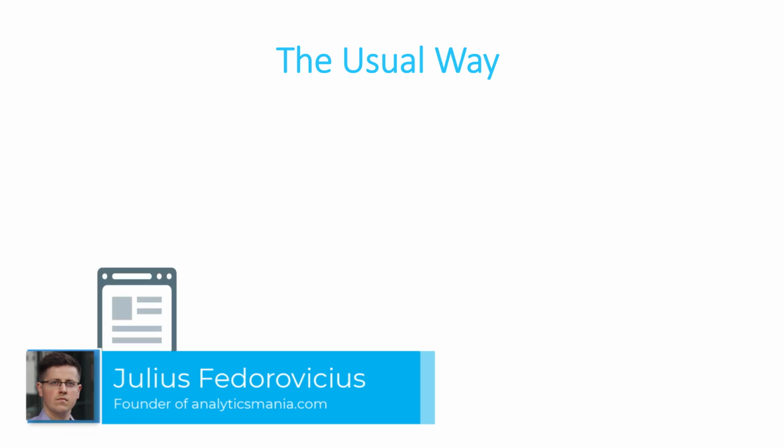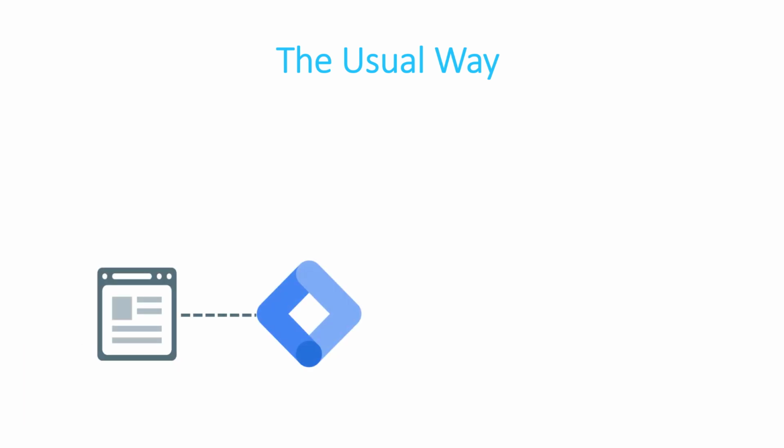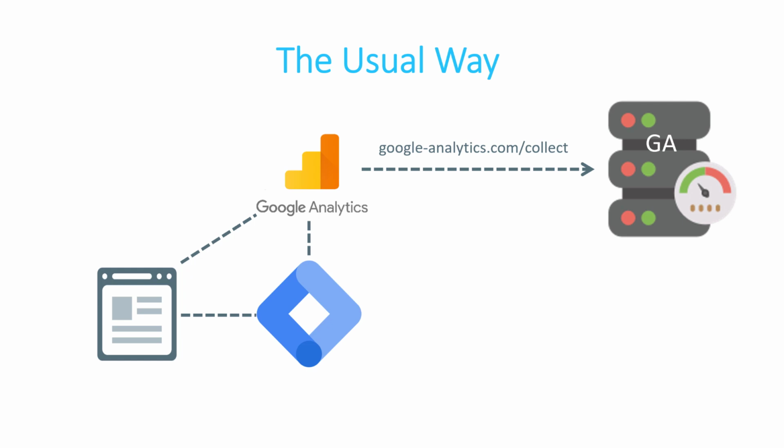So let's say that you have a website, and on that website you install the web container of Google Tag Manager. Then with Google Tag Manager, you install Google Analytics, and once Google Analytics is activated, it tracks user interactions on a website. So if a visitor loads a page, Google Analytics tracks that. If something is clicked, GA tracks that as well. And every time an interaction or some event is tracked by Google Analytics on a website, GA sends that data directly to Google Analytics servers.